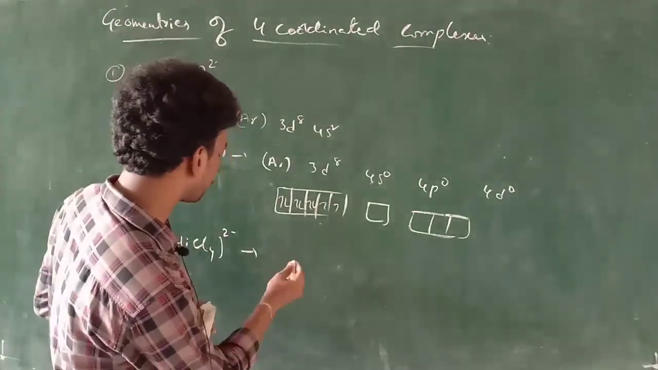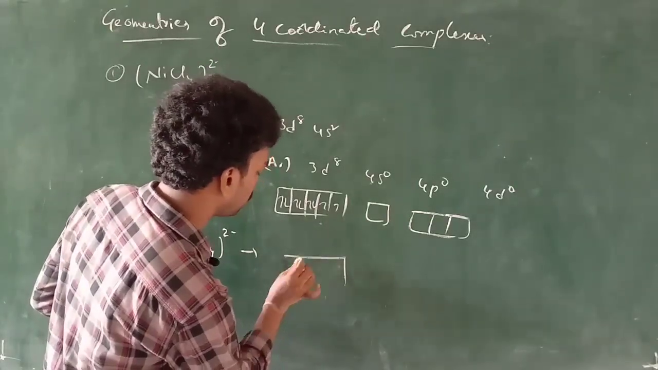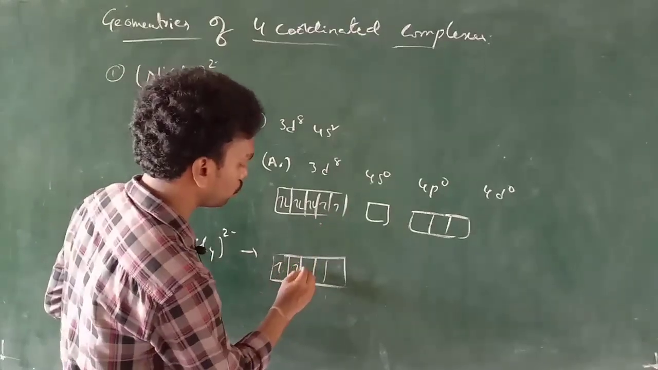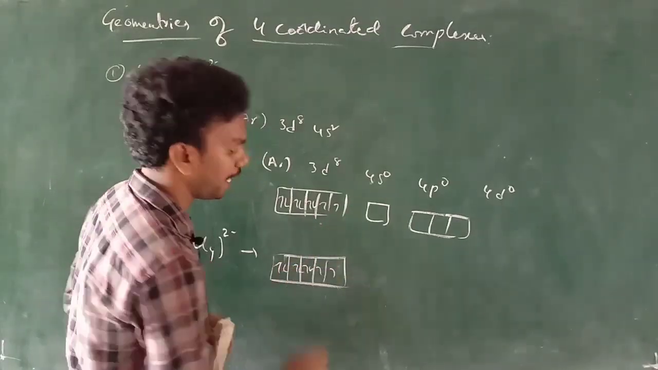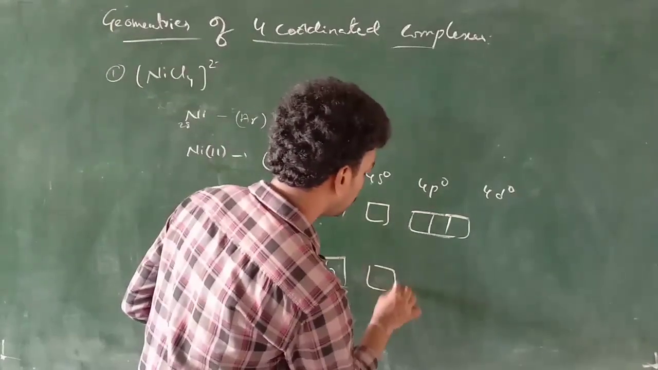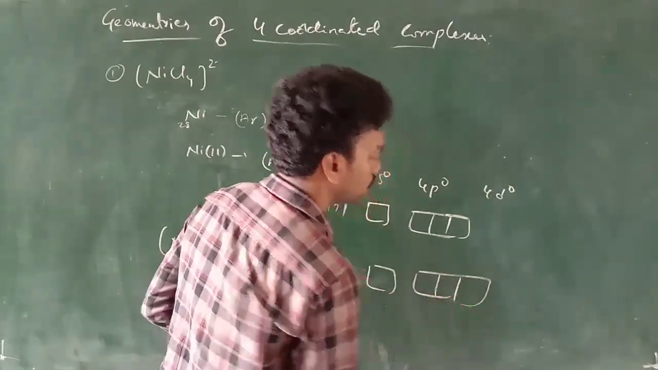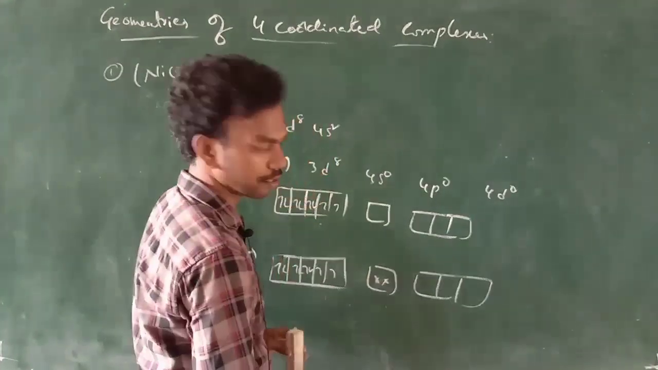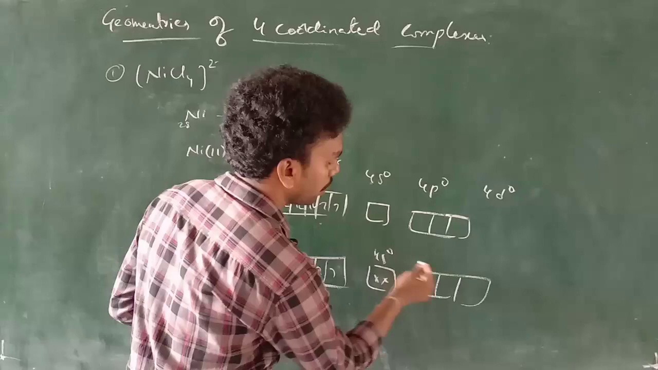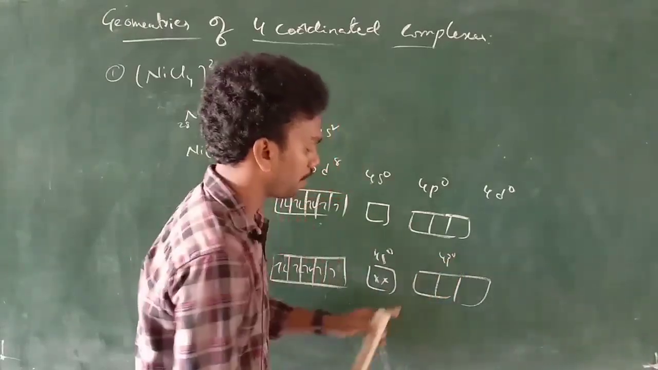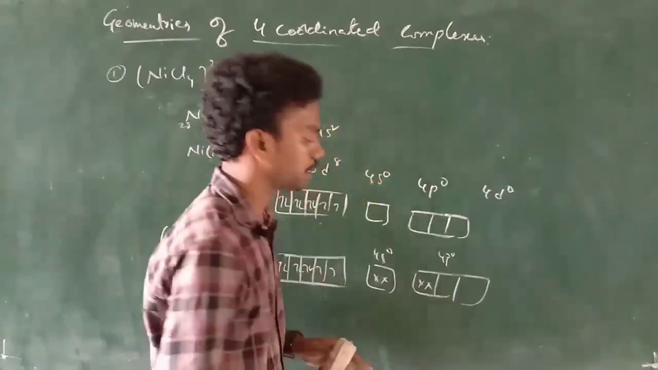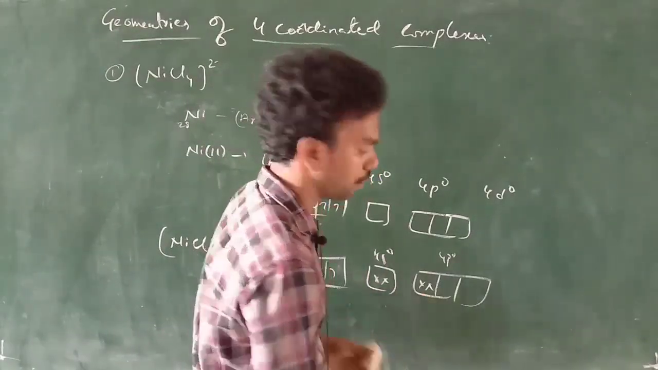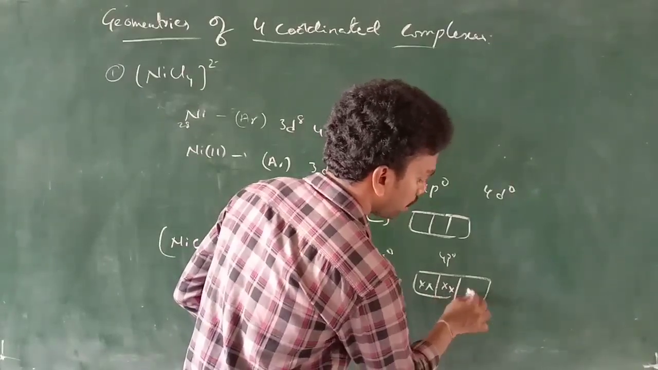That means the electrons are filled according to Hund's rule like this: 1, 2, 3, 4, 5, 6, 7, 8. Now 4s is empty and 4p is empty. Each chlorine donates 1 lone pair of electrons: the first chlorine into the 4s orbital, the second chlorine into an empty 4p orbital, and then the third and fourth chlorines.